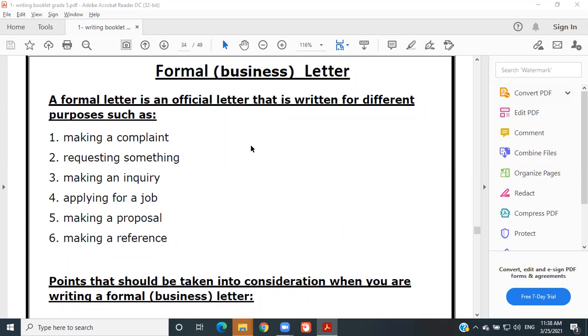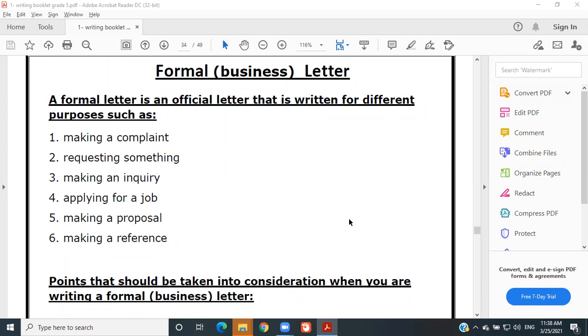Sulaiman, can you please tell us why do we write a formal letter? Sulaiman? Not here. Yaman? Yes, Mr. Sulaiman, tell us why do we write a formal letter, please?